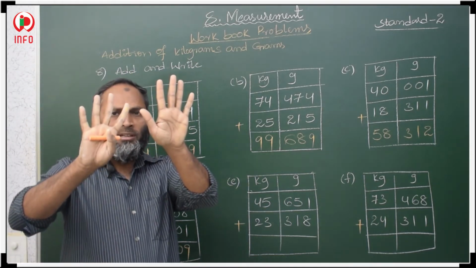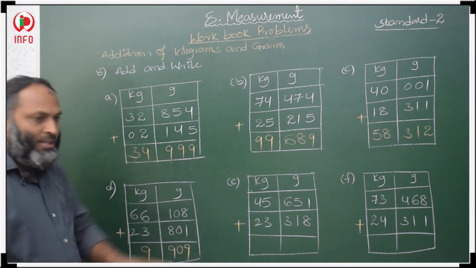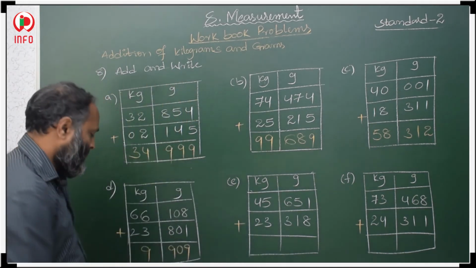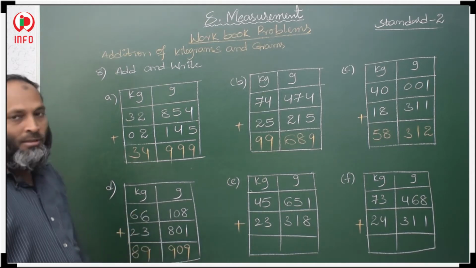6 plus 3, 9. 6 plus 2, 8. It is 89 kgs, 909 grams.